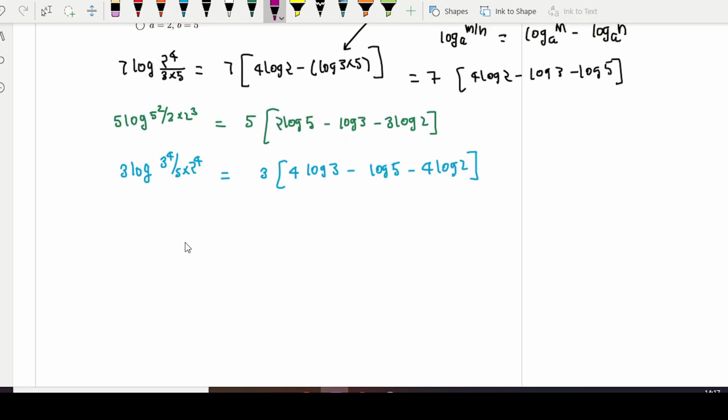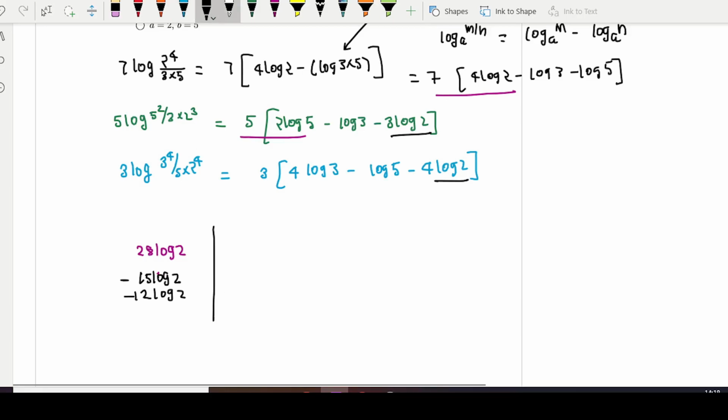Now we will take all of log 2, log 3 and log 5, and deal with log 2, log 3 and log 5 separately. In this case it will be 28 log 2, here it is 15 log 2, and here it is minus 12 log 2. Now we will deal with log 3. So it will give minus 7 log 3, here minus 5 log 3, and here 12 log 3.